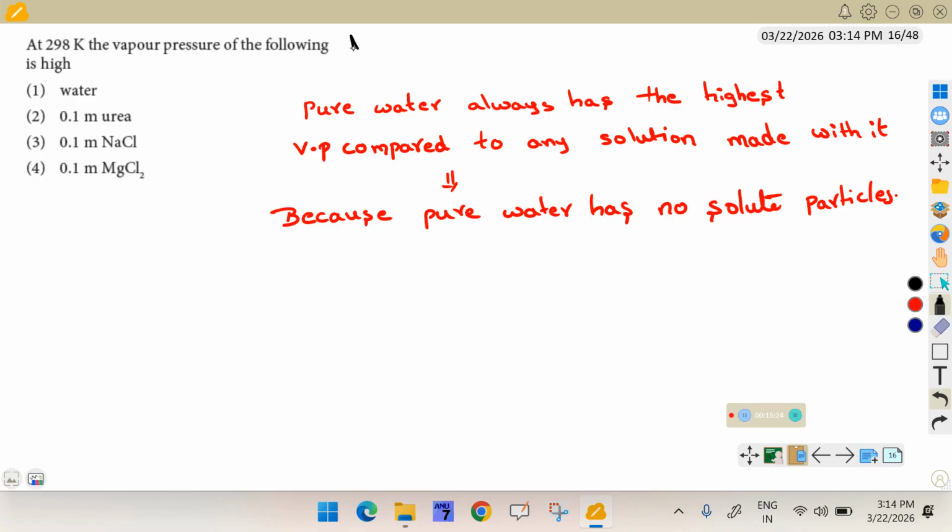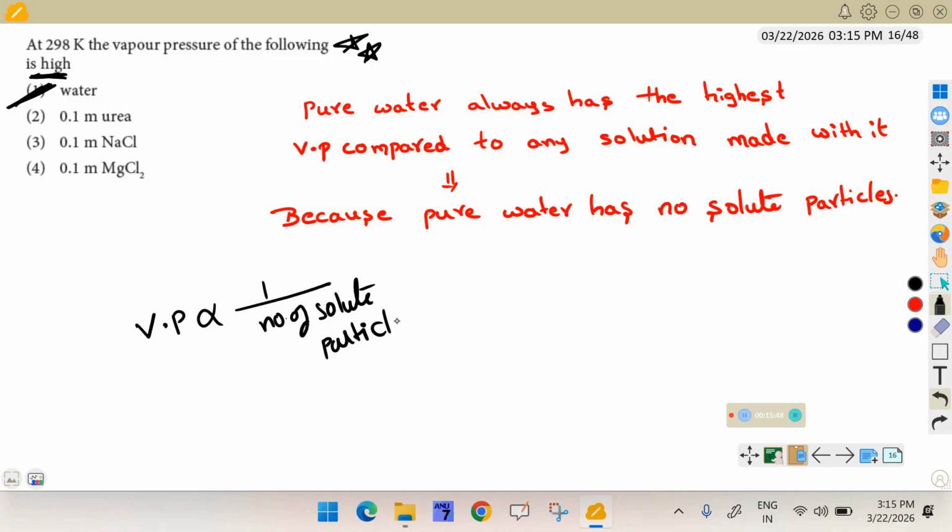Very, very important question this is. At 298 kelvins, the vapor pressure of the following is high. Which vapor pressure is high? Water molecule vapor pressure is high. We know that vapor pressure is inversely proportional to the number of solute particles. If the number of solute particles increases, then the vapor pressure value decreases.